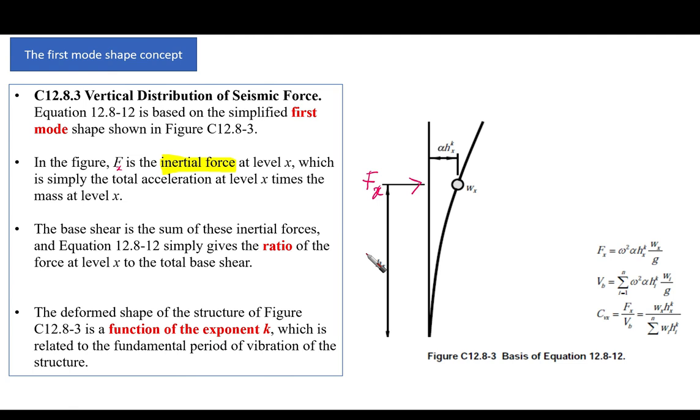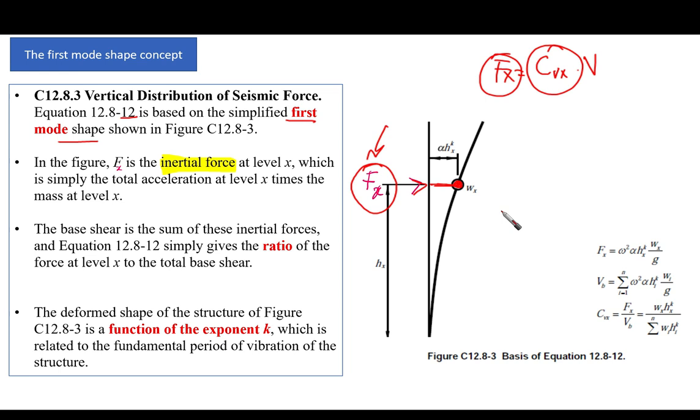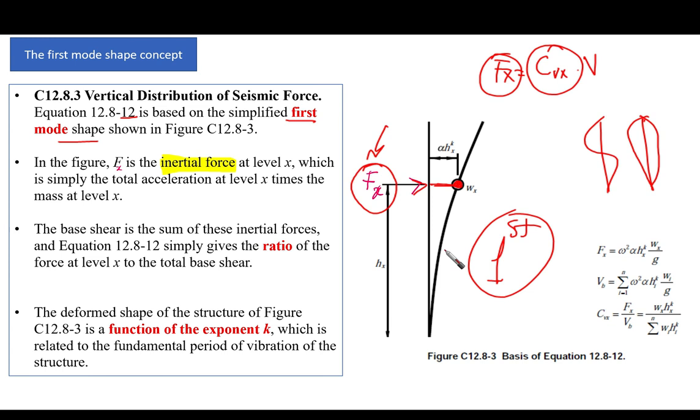So first of all, what is the understanding of this Fx that we are talking about? As we said, Fx equals Cvx times V. So what does Fx mean? It means the weight of the floor times the acceleration that it experiences. This equation, which is equation 12, is based on the simplified first mode shape shown. This is the first mode shape of this structure, as you can see. We do not have any other mode shapes that we are going to talk about. It is only the first mode shape.